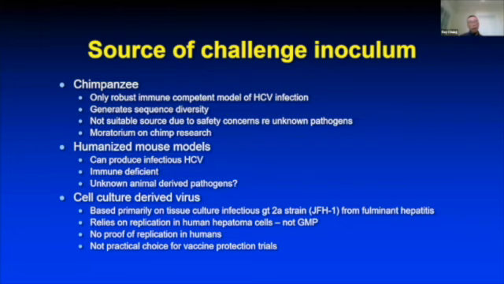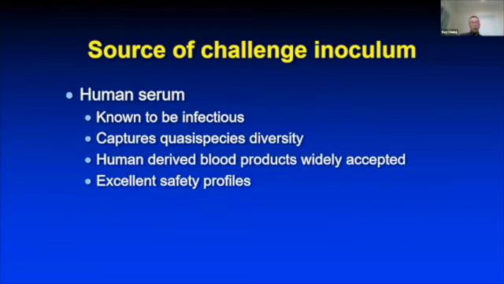Moreover, these were replicated in an adapted hepatoma cell line, and so are not compatible with GMP practices. Furthermore, there's no proof of replication in humans demonstrated for virus produced in cell culture, and it is therefore not a practical choice for vaccine protection trials. So I've laid out some of the non-starters or less favorable sources.